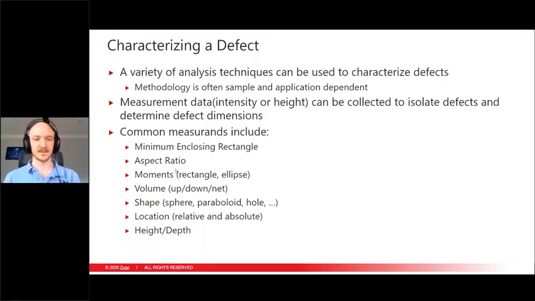Now I have listed a few common measurements here. Some of them will capture something like the size of a defect aerially. So I have minimum enclosing rectangle. I also have the moments calculation, which we'll get into a little later. We have the more obvious ones like location or shape. And then we also have things like height and depth of different defects. From that, you can also calculate things like volume.